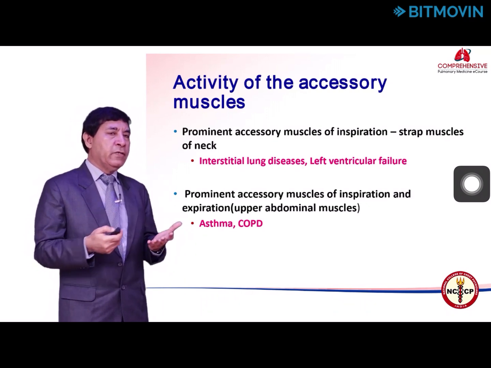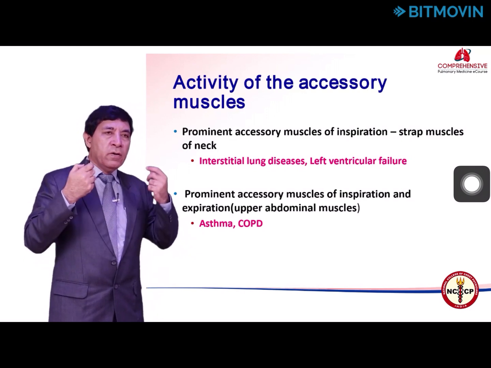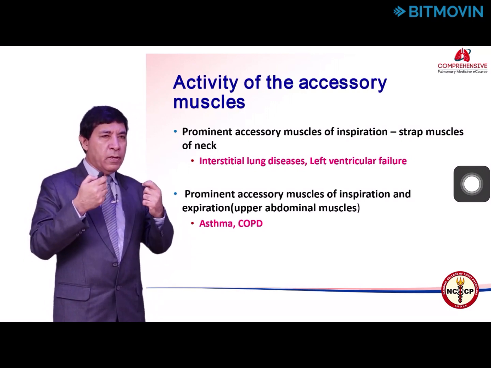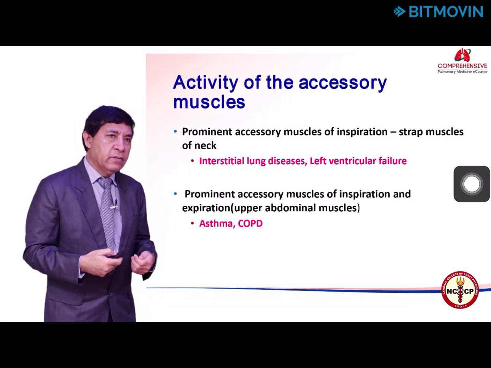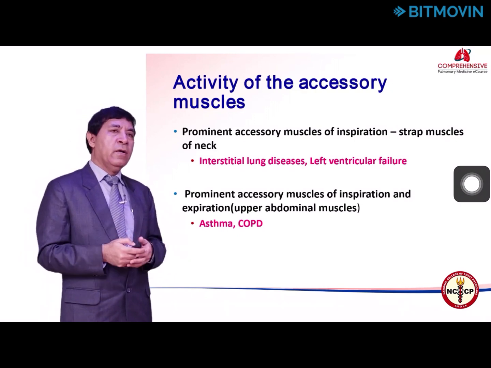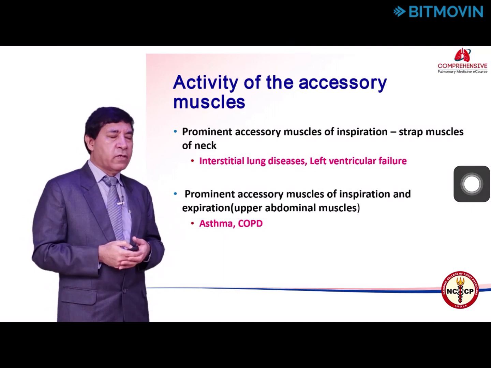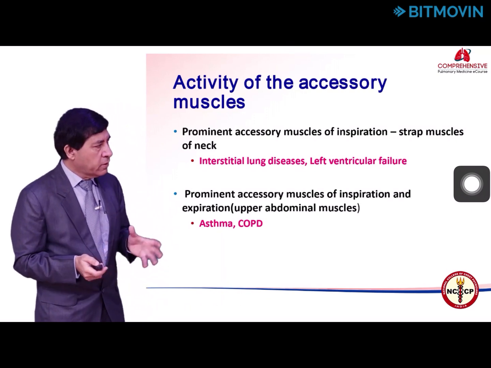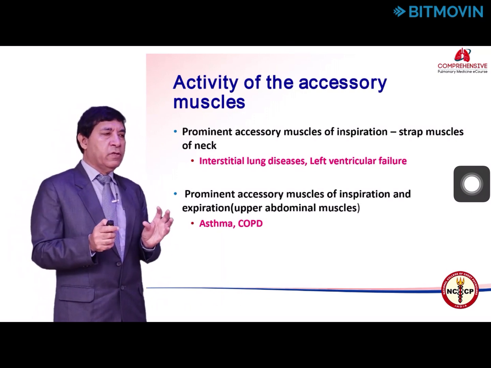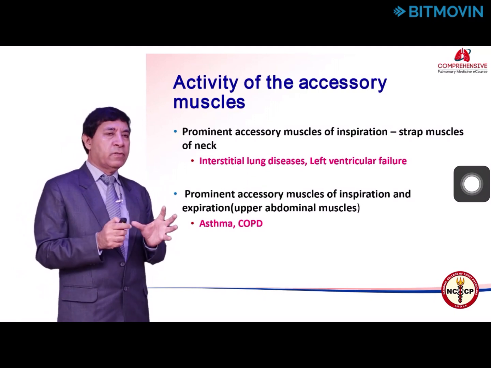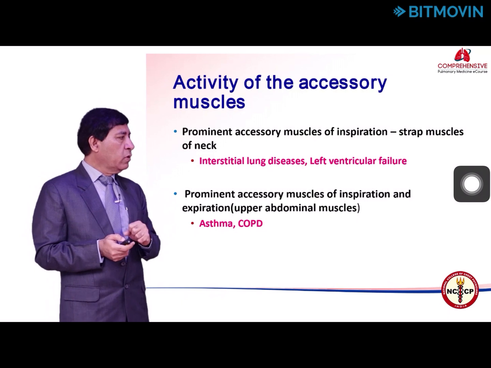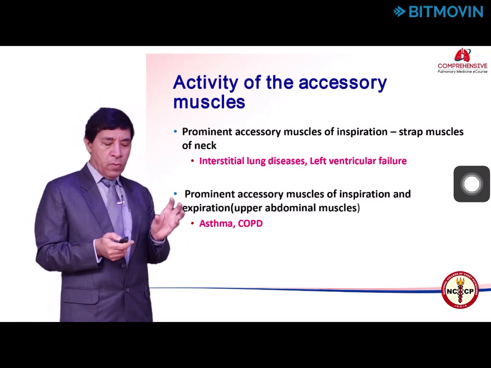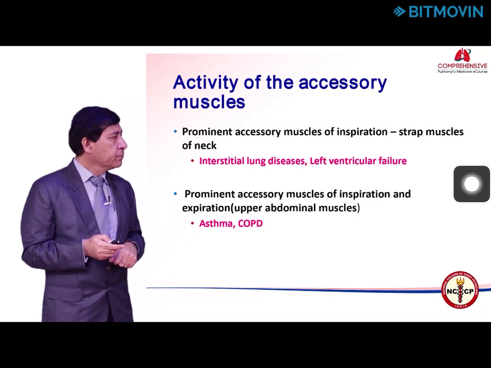So patients with obstructive airway disease will show both the prominence of accessory muscles of inspiration as well as the prominent muscles of expiration, which is the interior abdominal muscle. And when they try to breathe out, you will see the interior abdominal muscle contracting and squeezing out the air through these narrowed or bronchospastic airways.